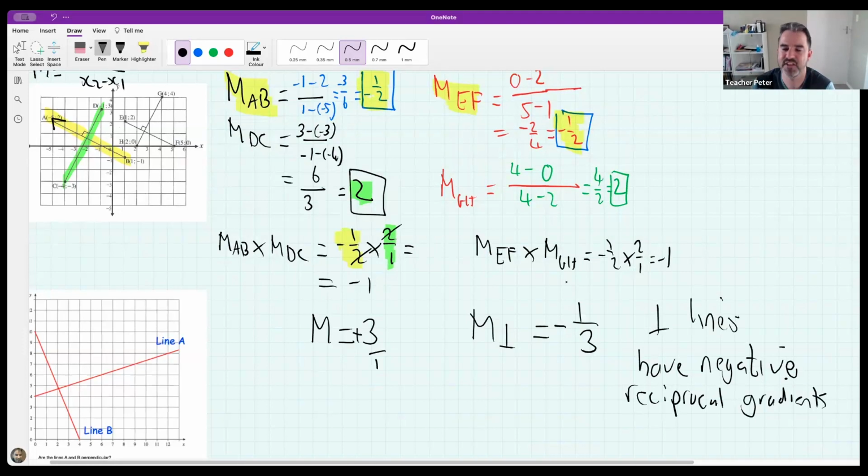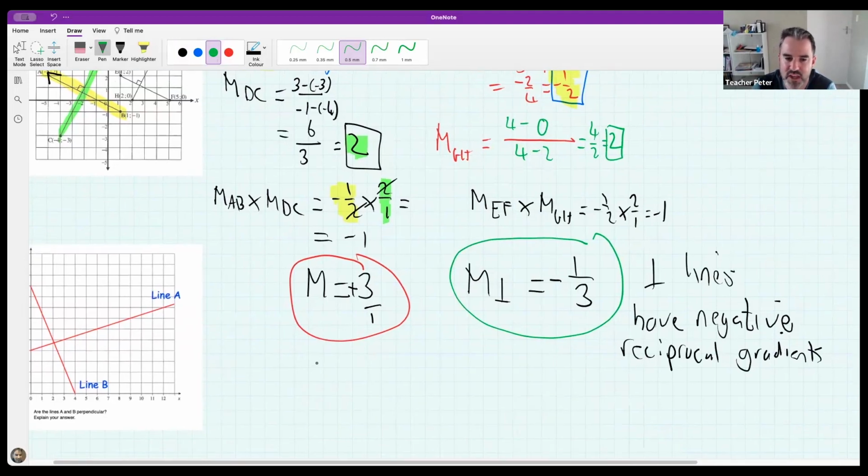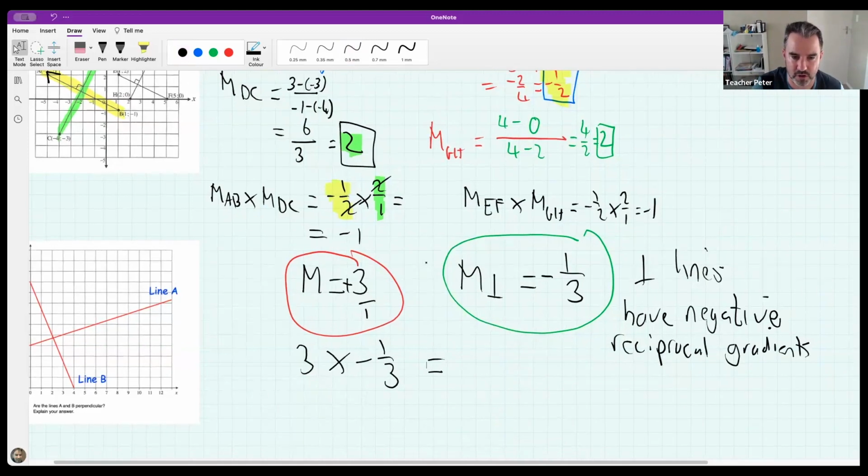And that's a fancy way of saying, if I have two lines that are perpendicular, then if I have one gradient, in order to get the other one, I just flip it over and change the sign. It won't be the same, but it is easy to get one from the other. And even let's check this out to see what happens if we multiply 3 by minus a third. What do we get when we multiply 3 by minus a third?